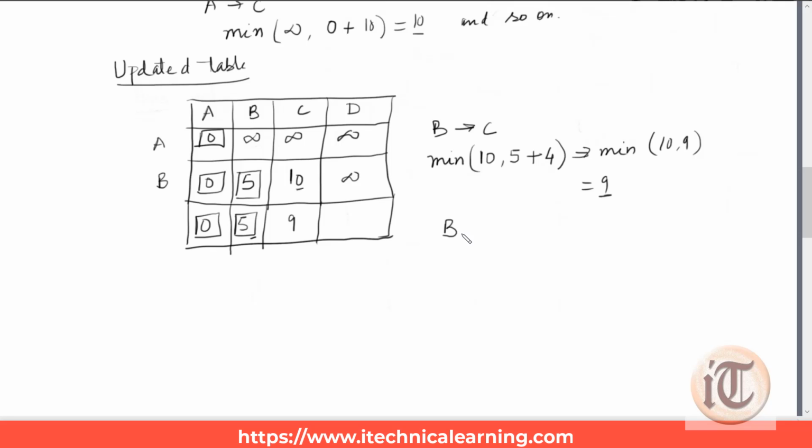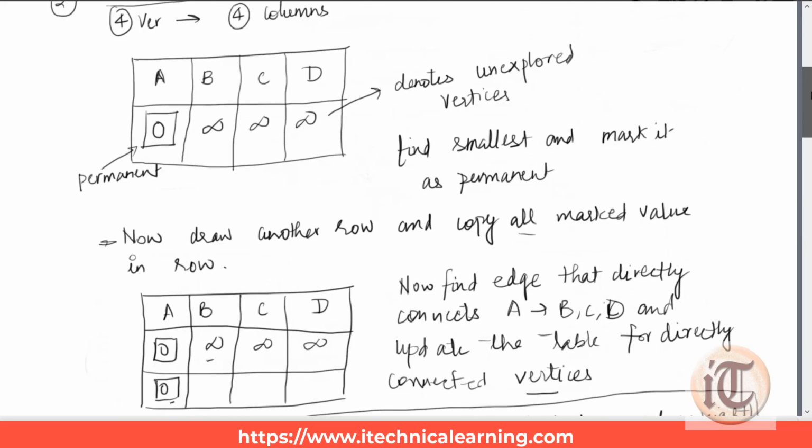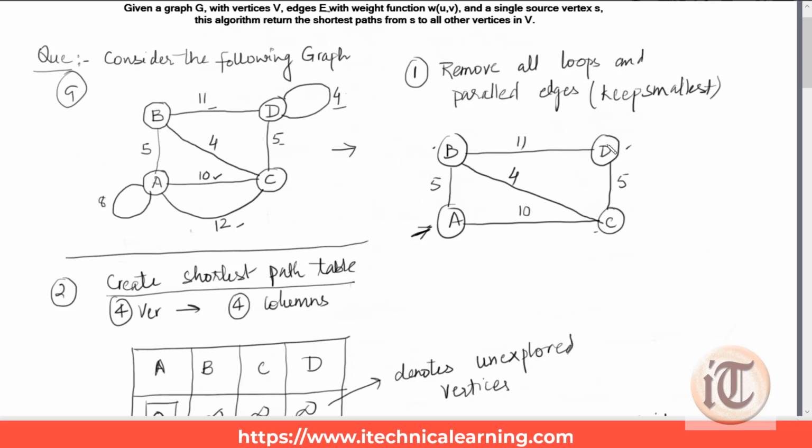Now B to D. To calculate it: min of destination value, that was infinity, comma, marked value 5 plus the edge weight of B to D. Coming to the graph, for B to D we have an edge weight of 11.